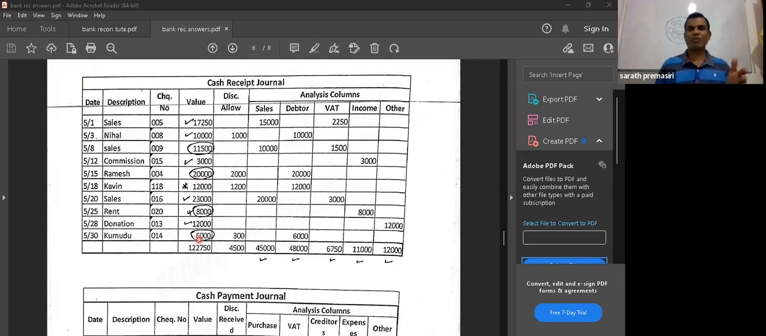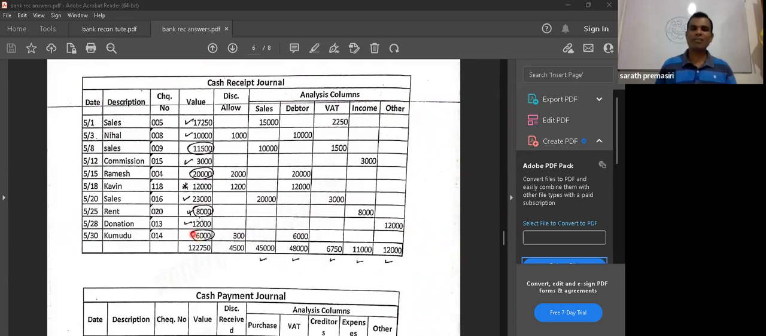What are these checks? Deposited. We have deposited them already. That is why they are recorded in the cash receipt journal. Unrealized checks are checks deposited but not yet credited to our bank account. These are the checks that we have already deposited, but the bank has not yet credited to our accounts.